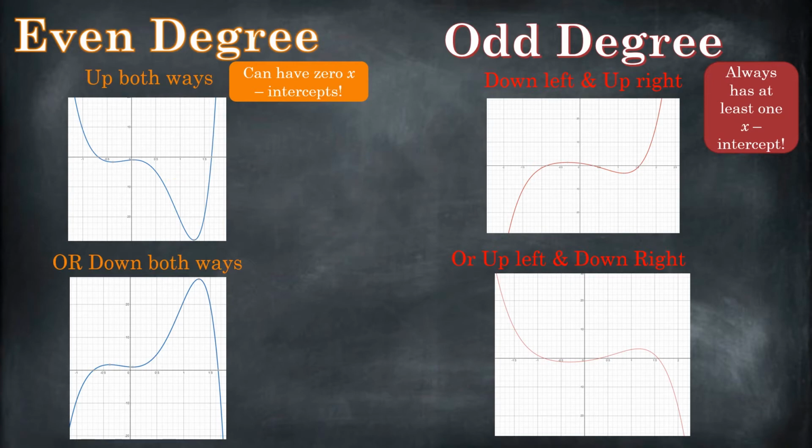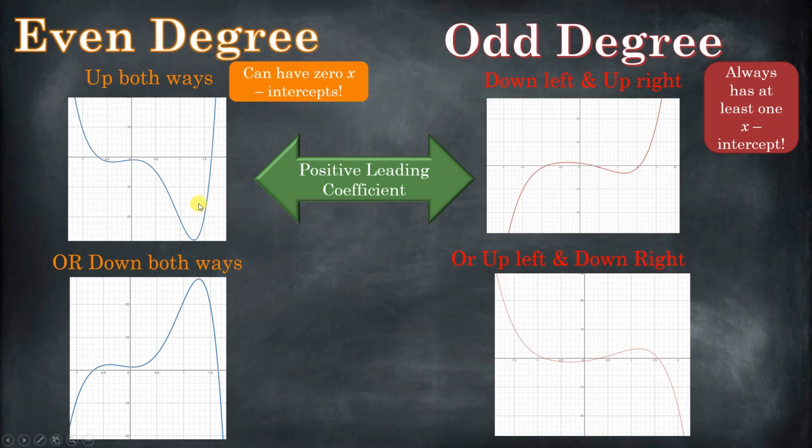Now, there's an easy way to distinguish between what's going to happen and when. For example, if you have a polynomial and the leading coefficient is positive, well, all you got to do then is look at the degree. If it's an even degree with a positive leading coefficient, it's going to go up both ways. If it's an odd degree, like a cube, or a 5 or 7 or 11, and the leading coefficient is positive, then it's going to go down left and up right. It's going to look like this.